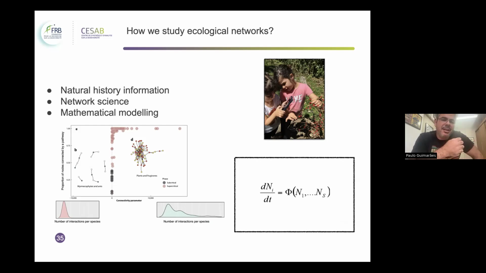And we have been studying that as different research groups by combining natural history information, tools from network science that come from physics, social sciences, molecular biology, ecology, and mathematical modeling. So using these tools, we can explore those two questions in different ways.